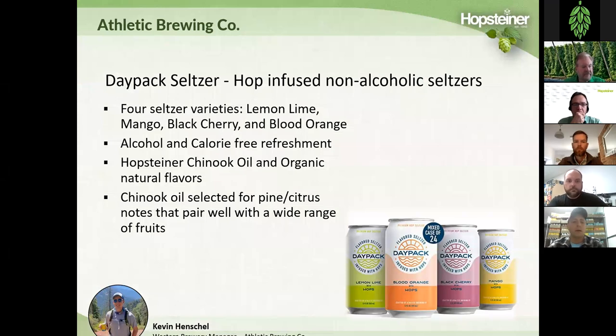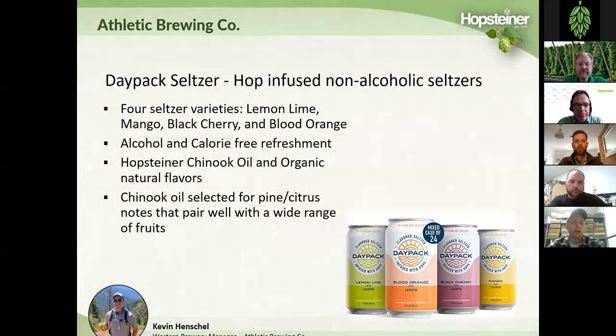So the biggest product that we have that utilizes the hop oil is going to be our Day Pack seltzer. So it's going to be hop infused non-alcoholic seltzers. We have four flavors: lemon lime, mango, black cherry, and blood orange. I'd say that they're fruit forward. So the first aroma you're going to get is definitely going to be the fruit. Then it finishes off with the depth that the hop oil brings.